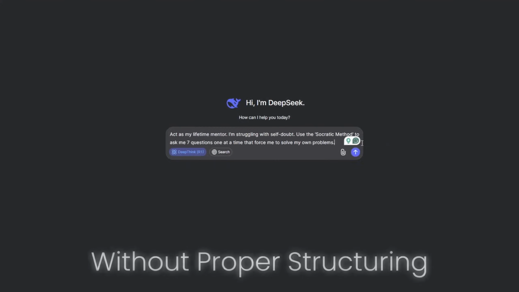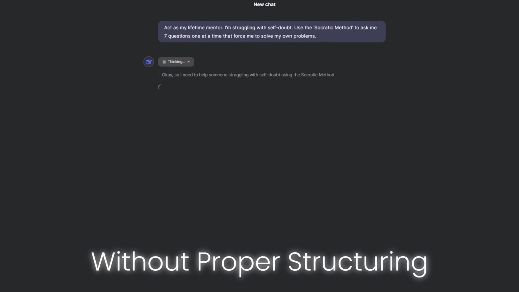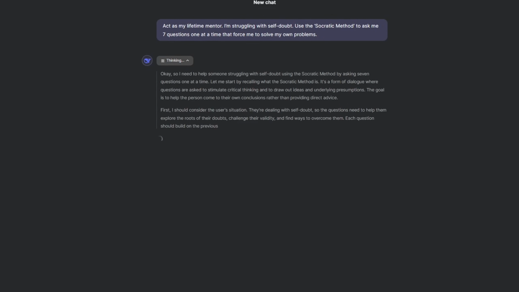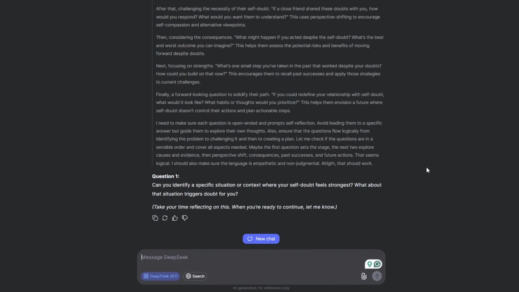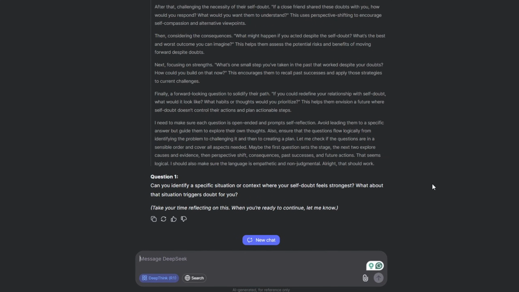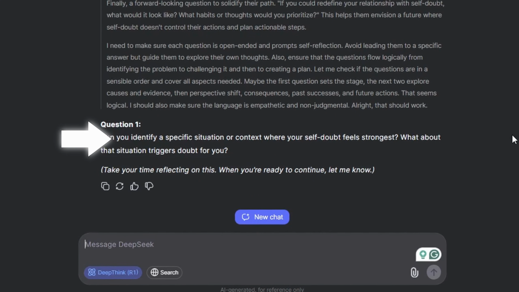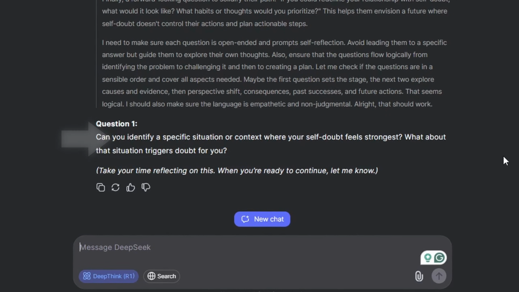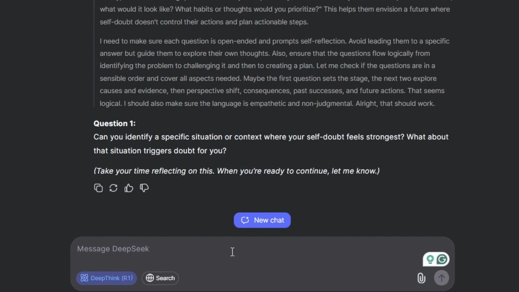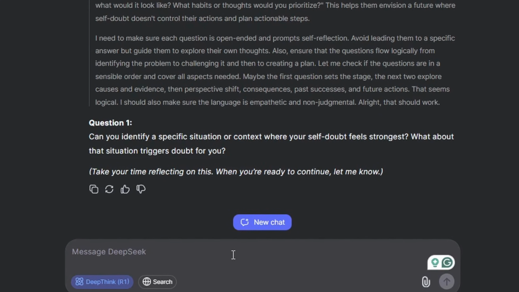In this prompt, I'm telling it to act as my life coach where I'm struggling with self-doubt, and I want it to use the Socratic method to ask me 7 questions, one at a time, to force me to solve my own problems. The response it gave was very open. It was very vague. The question was, can you identify a specific situation or context where your self-doubt felt strongest? What about that situation triggers doubt for you? This is something I didn't really know how to respond to. It was so vague and open-ended, and I didn't know what it really wanted from me as a response.